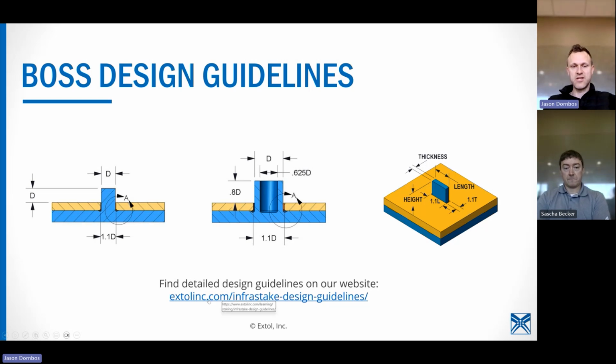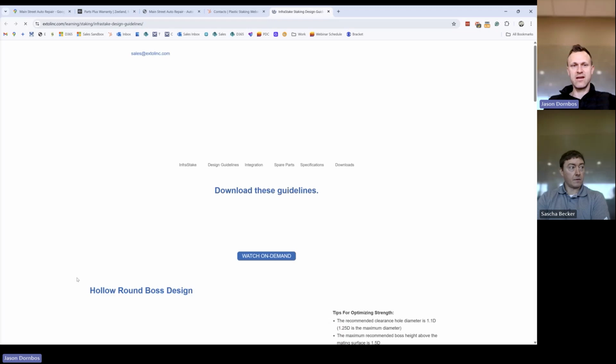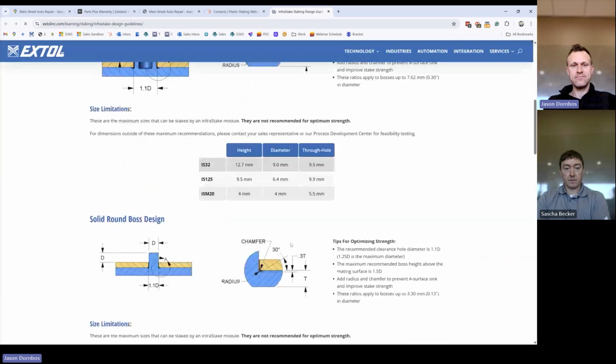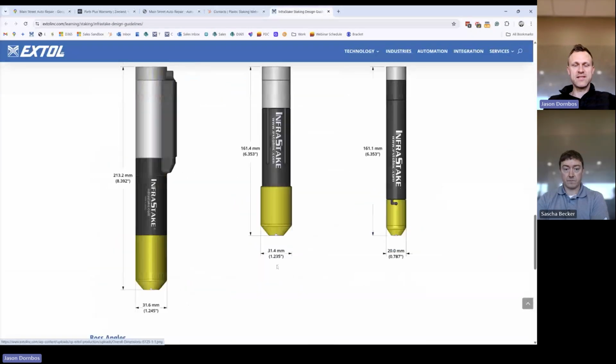So you can check out, since I'm sharing the screen this way, the size of the modules right here. And as we've talked about, you can modify them to a degree, but you basically have a 32 millimeter diameter module on these two versions, and then a 20 millimeter diameter module over here.